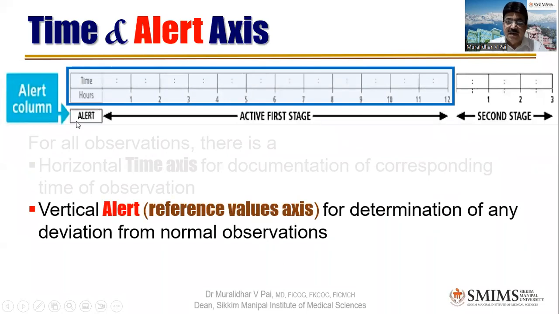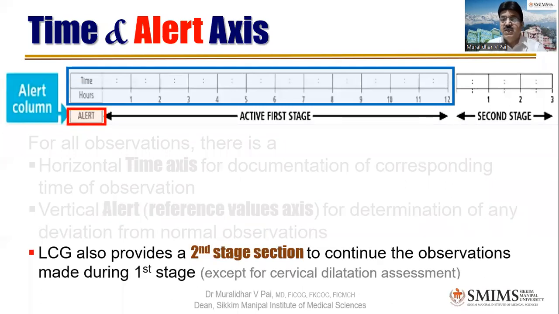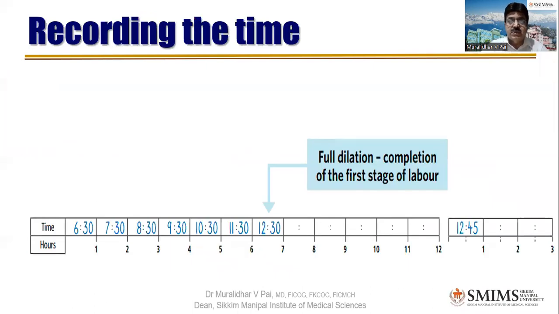And then you have an alert column here, and they have written what is the alert threshold. I'm going to explain that. Okay, so that is in the vertical column. Based on that same thing, you are going to enter. And as I said, this has got a second stage monitoring as well, and they have given 3 hours maximum for the primary gravida.